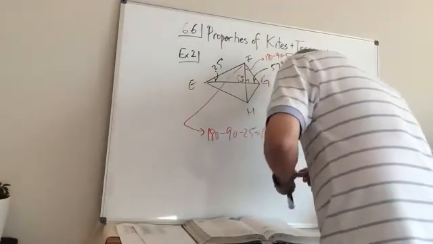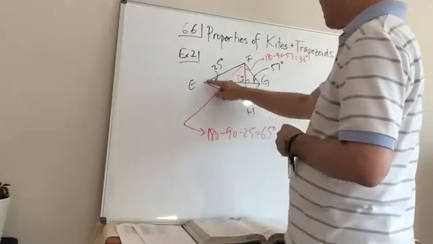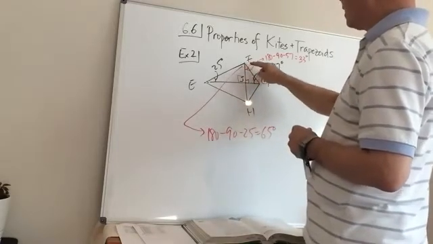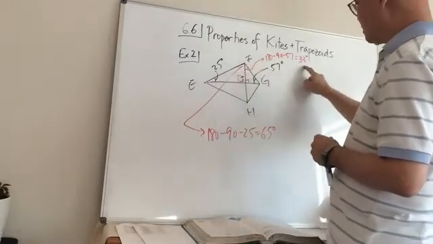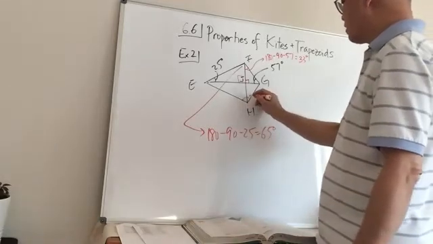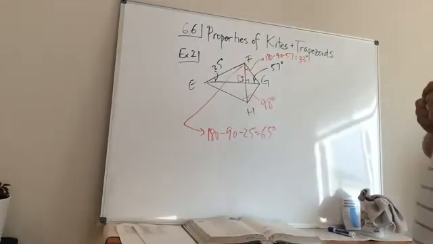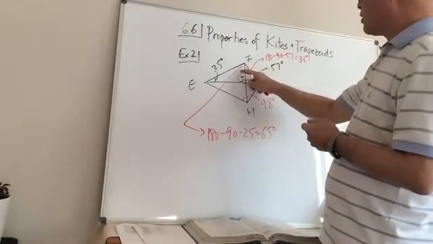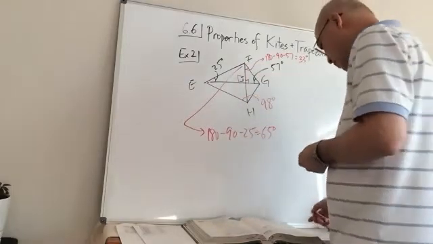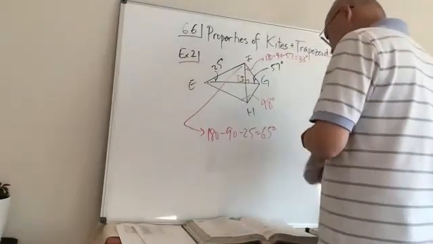Okay, and then GHE. GHE is this guy, which is congruent to this guy. And this guy would have been this guy plus this guy. And that would be 98 degrees. So this guy here is also going to be 98 degrees, right? Because you have to add these two together to get this complete angle, and that's the same as that angle, 98 degrees. Okay? All right, so that's the kite.